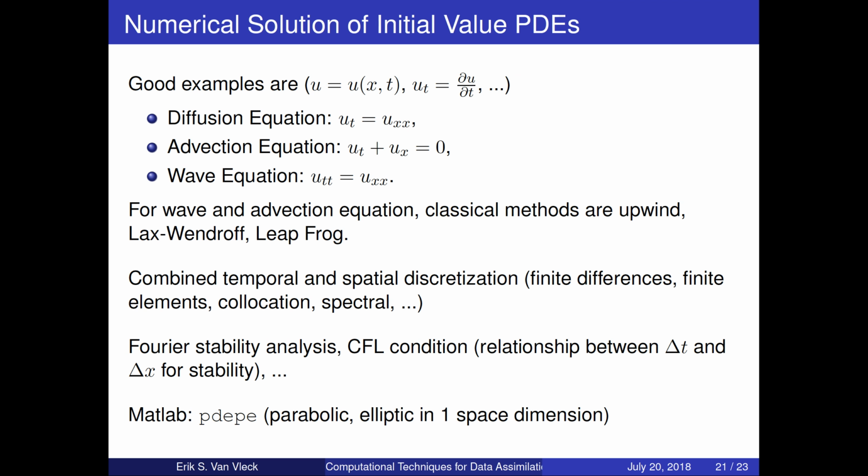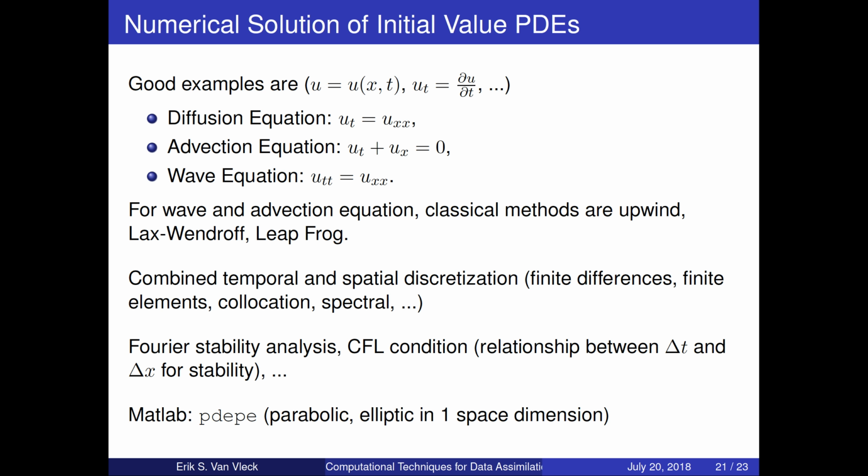For the numerical solution of PDEs, some of the examples are the diffusion equation, the advection equation, and the wave equation. For advection and wave equations, classical methods are upwind, Lax-Wendroff, and leapfrog. We need to combine here for time-dependent PDEs a spatial and a temporal discretization. So there are many choices for the spatial discretization: finite differences, finite elements, collocation, spectral methods, etc.